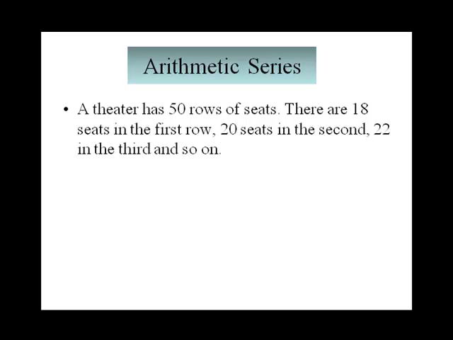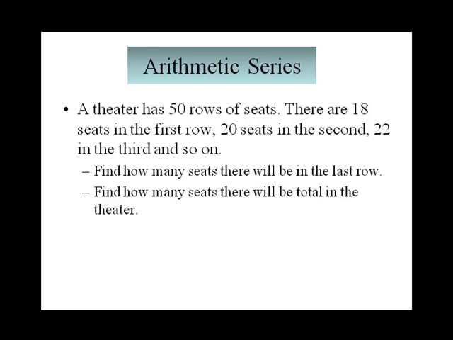We're going to go through a problem and see how the formula for the sum of an arithmetic series is derived. So the problem is that we have a theater with 50 rows of seats, which has 18 seats in the first row, 20 seats in the second, 22 in the third, and so on. So the number of seats is going up by 2 each time. We're going to find how many seats there will be in the last row, and we're going to find how many seats there are total in the theater.